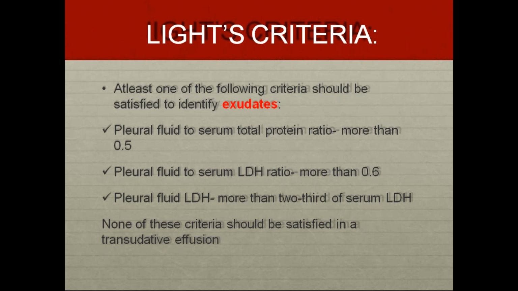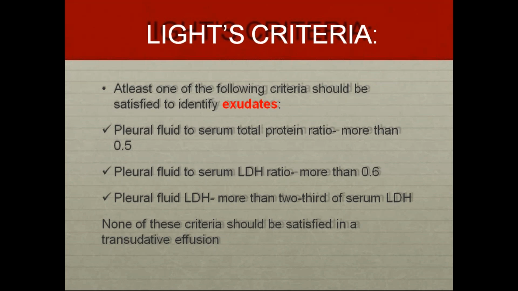At least one of the following criteria should be satisfied to identify an exudate. What is basically Light's criteria for pleural effusion? Light's criteria of pleural effusion is used to differentiate between exudate and transudate. You have to remember this name, just get it imprinted in your mind. It's a basic question. I think even 90 to 95% of the students will be asked this question. What is the criteria used to differentiate the pleural effusions? You have to say Light's criteria is used to differentiate between exudative and transudative effusion.